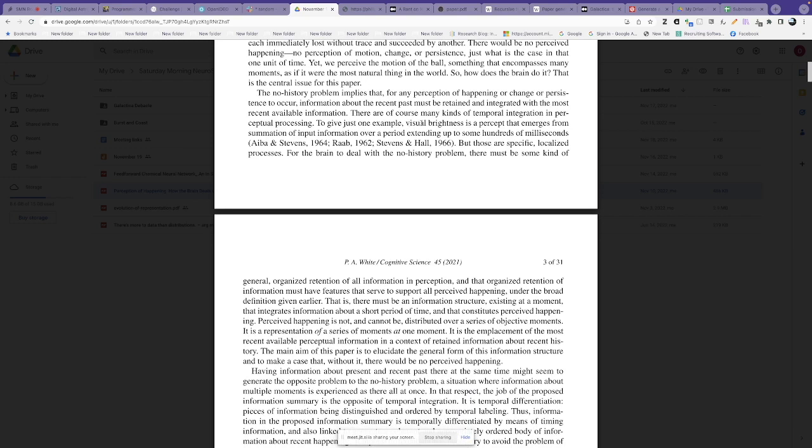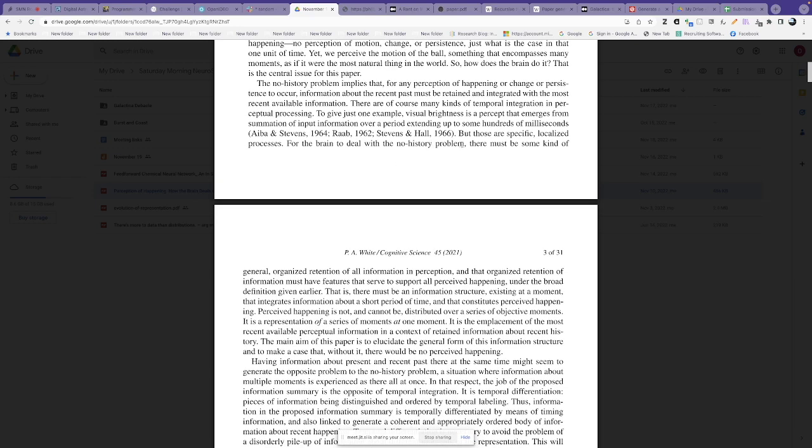So this is an example from visual brightness. To give just one example, visual brightness is a percept that emerges from summation of input information over a period extending up to some hundreds of milliseconds. So this is where you have these snapshots, but they're cumulative. Visual brightness gets tuned as you get more information. You get these snapshots, and they have to be summated in some way that makes sense so that you can interpret that brightness contrast in the here and now, because it's happening at a very short time scale, whereas if you're trying to track a ball through the air or listen to someone talk, those are a little bit longer time periods. So this representation has to deal with integrating information over different time periods.